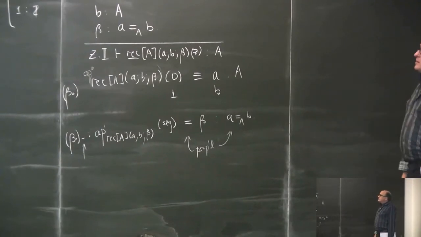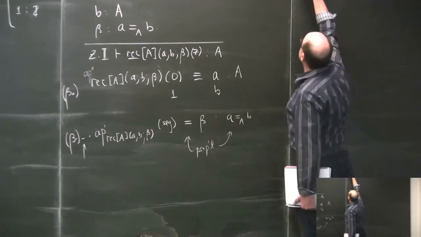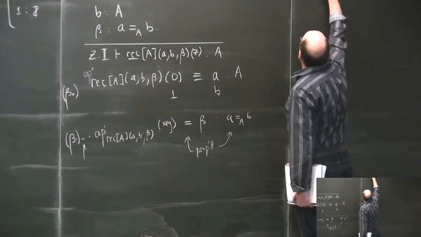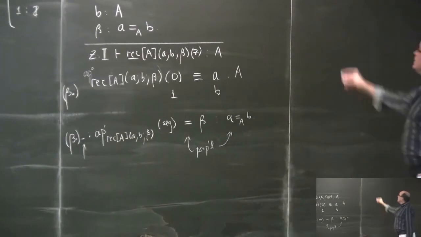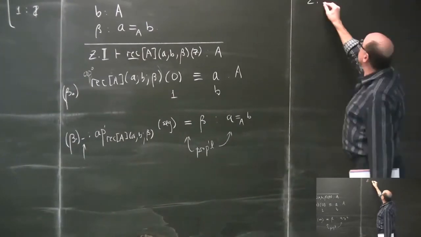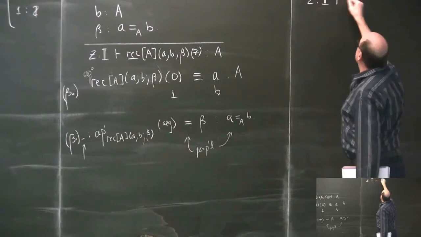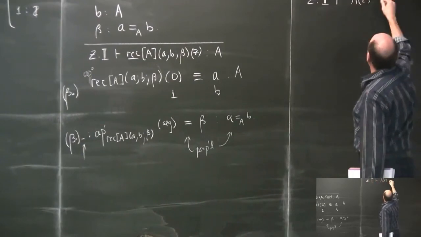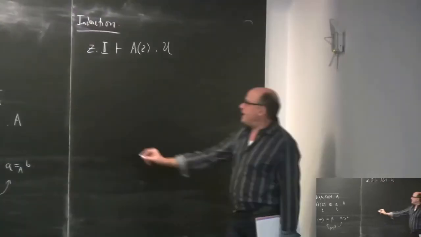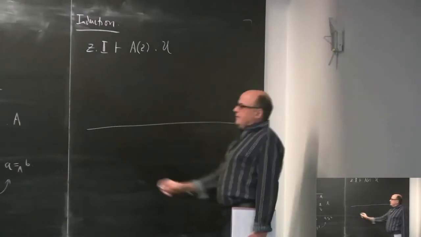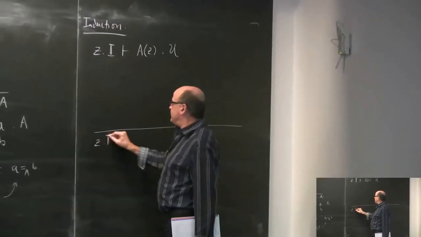Okay, so that's the recursor, and then we can generalize this to the induction principle, which I think is what we did before. So now what we want to do is say we have a predicate. I'll even write A of Z, which is in U. I have a predicate on I.